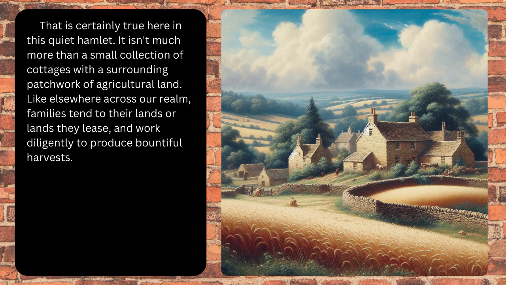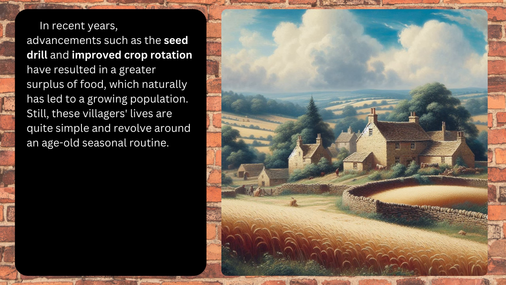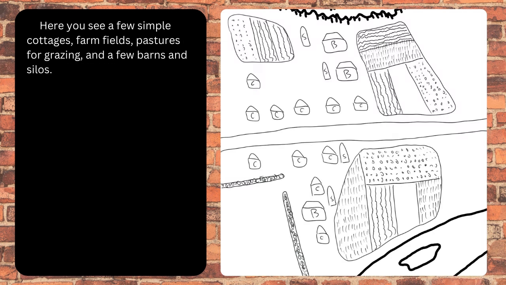That is certainly true here, in this quiet hamlet. It isn't much more than a small collection of cottages with a surrounding patchwork of agricultural land. Like elsewhere across our realm, families tend to their lands or lands they lease, and work diligently to produce bountiful harvests. In recent years, advancements such as the seed drill and improved crop rotation have resulted in a greater surplus of food, which naturally has led to a growing population. Still, these villagers' lives are quite simple and revolve around an age-old seasonal routine. Here, you see a few simple cottages, farm fields, pastures for grazing, and a few barns and silos.